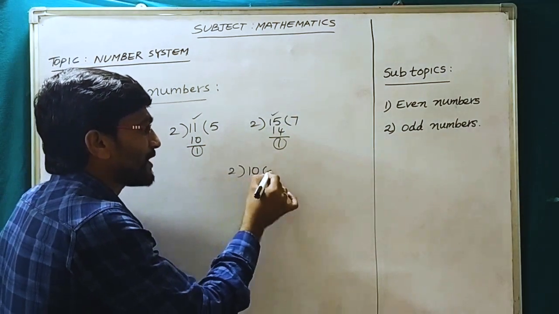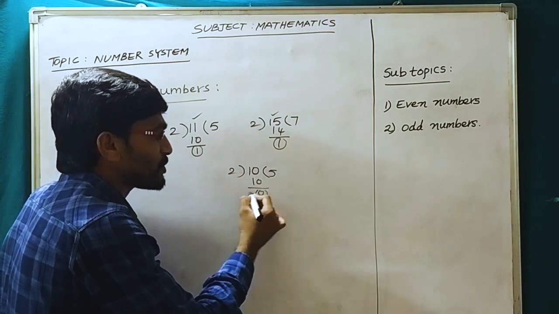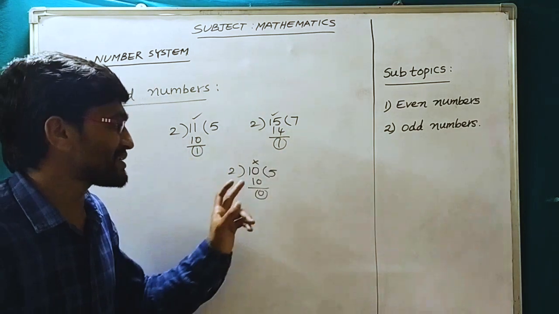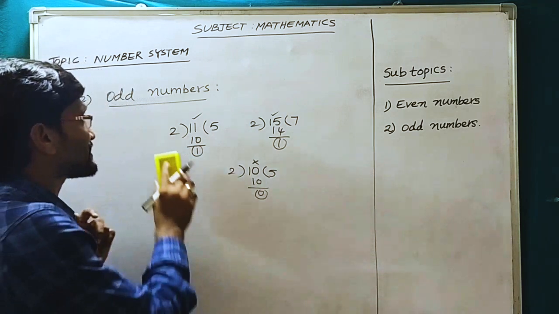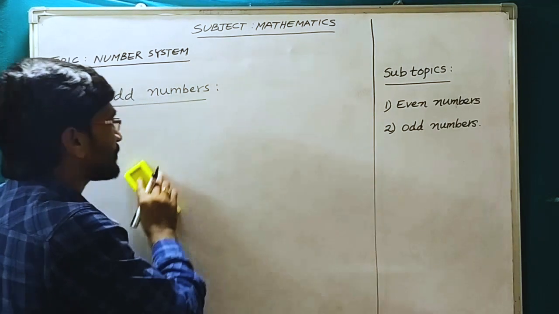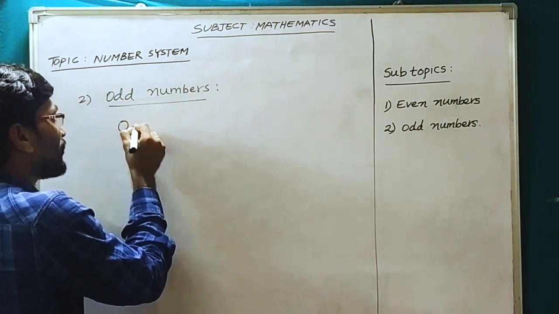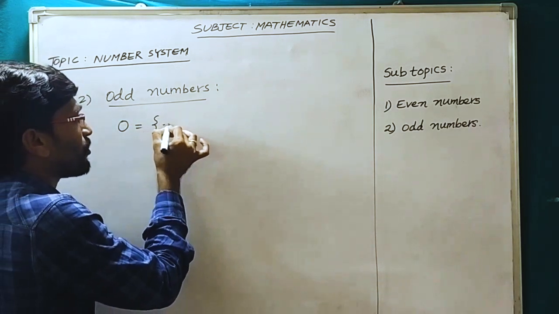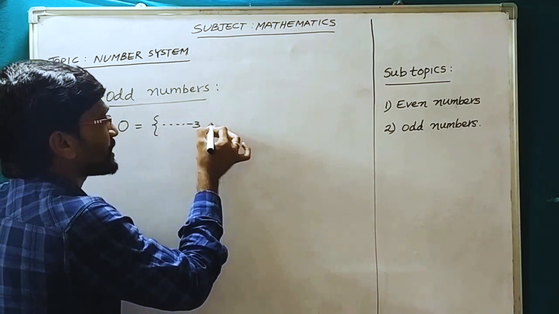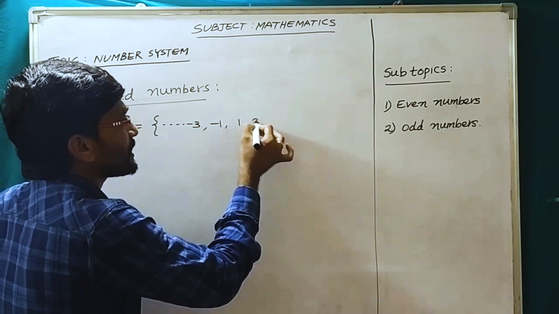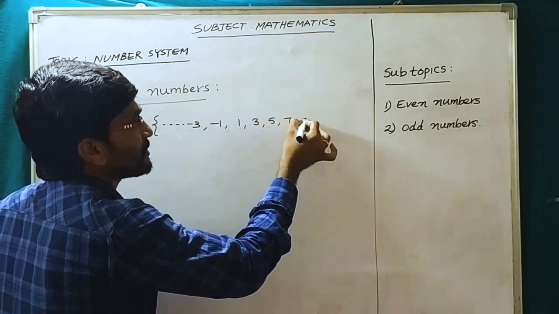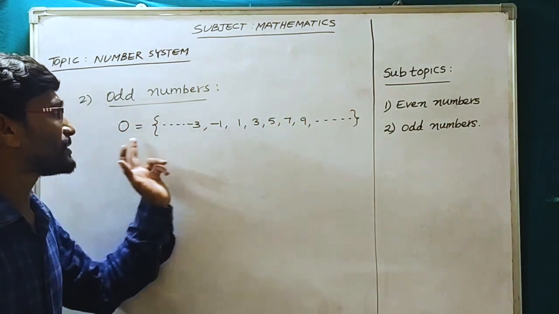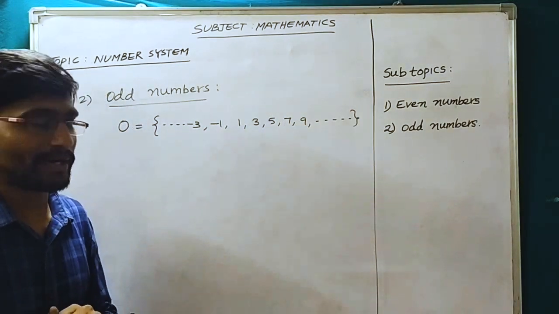10: 2 fives are 10, remainder is 0, not 1. So 10 is not an odd number. The set of odd numbers is denoted by the letter O. Here the odd numbers are -3, -1, 1, 3, 5, 7, 9 and so on. These are all called the set of odd numbers.